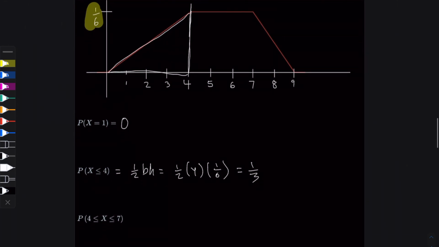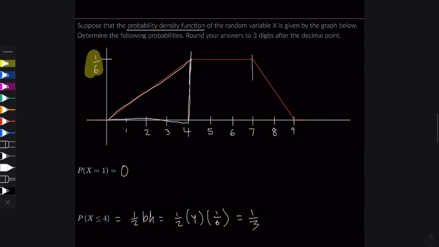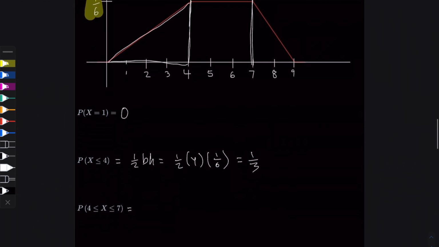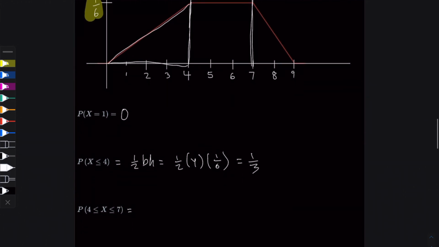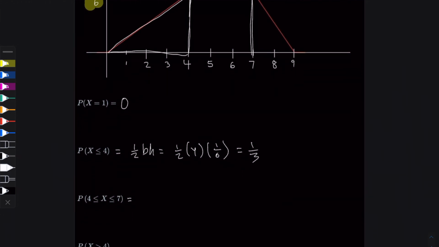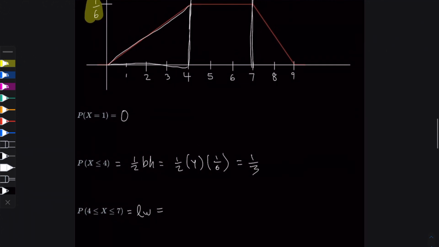And for the next one, we have probability that x is between 4 and 7. So if we come back up here and we look, right here, between 4 and 7, we have a square now. And so remember the formula, I guess it's a rectangle. So the formula for area of a rectangle is length times width. And this one would be 3 across, 3 on the width, and then the length would be 1/6. So this simplifies out to 1/2.